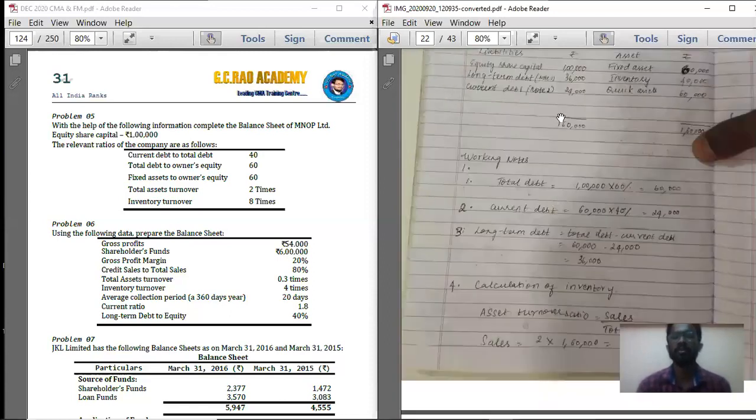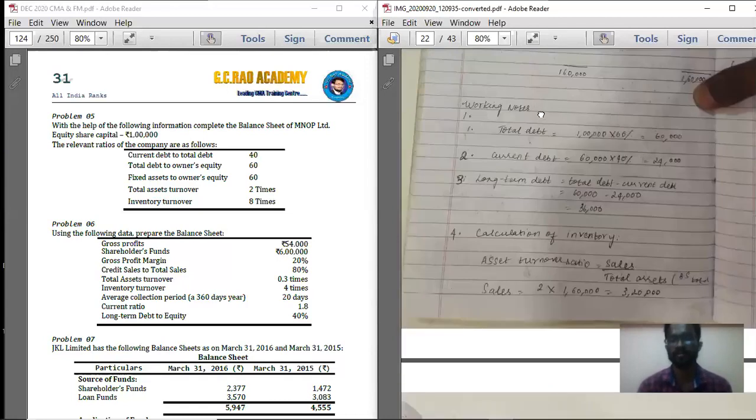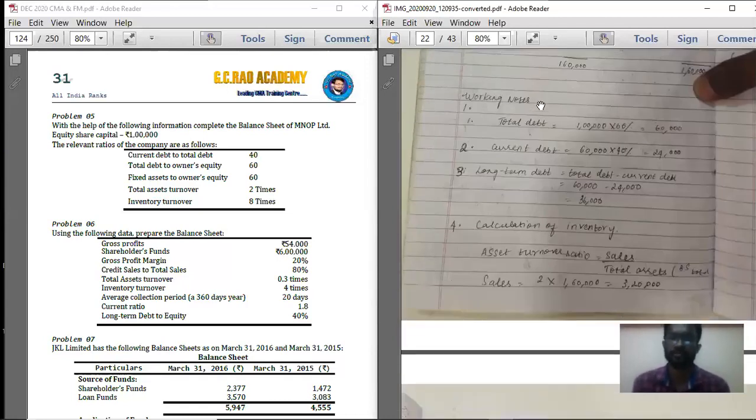Below equity share capital, give 8 lines gap. Put working notes. Using these different ratios, we should find the values of the balance sheet, that is, what is the debt, what is the current debt, what is the long-term debt. All these things we should find using these ratios.